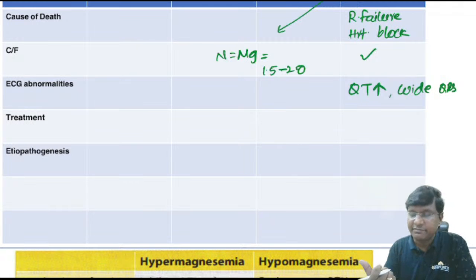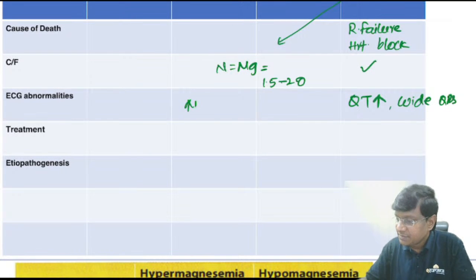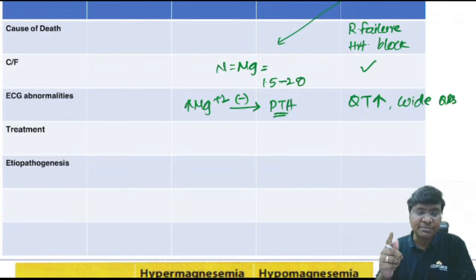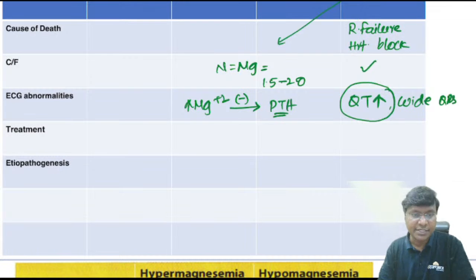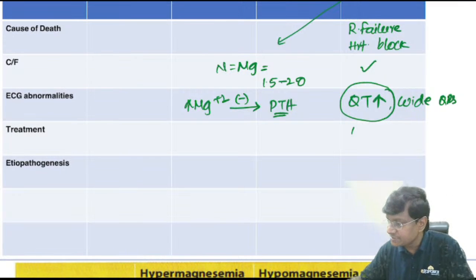Now you should know the mechanism of why there will be QT prolongation in hypermagnesemia. Whenever there is hypermagnesemia, the increased magnesium levels will inhibit the release of parathormone, and once parathormone release is inhibited, that will inhibit calcium reabsorption. Once calcium absorption is not there, the individual will have hypocalcemia, and whenever there is hypocalcemia, there can be QT prolongation. Then the next important thing is, how do you treat patients with hypermagnesemia? The treatment is that you need to give IV fluids.